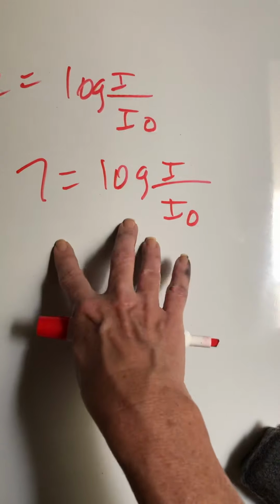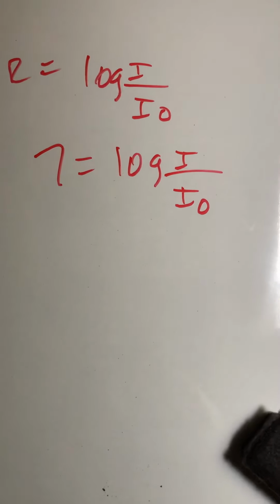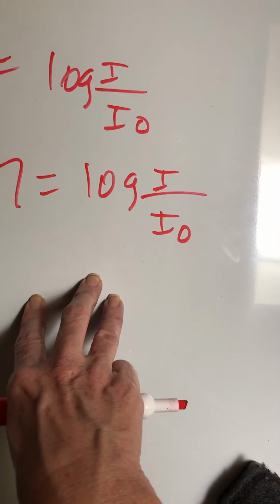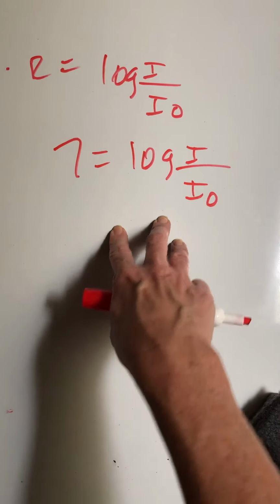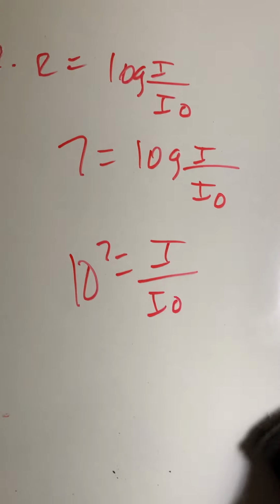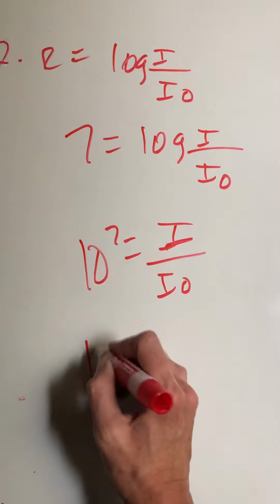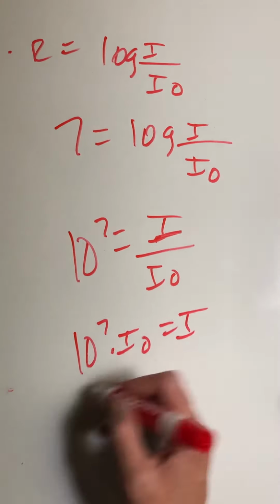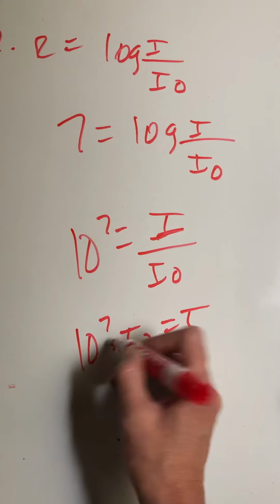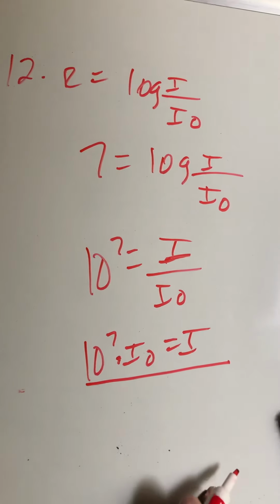So this is what we've got. So what we want to do now is rewrite it exponentially. So 10 to the 7th, because my base is 10, equals I over IO. My base is 10. That's my exponent. This is my argument. This is my answer. So if I want the intensity, 10 to the 7th times IO. That's the intensity. This was the magnitude, 7. This was the R, and we wanted the intensity. IO is a 0 level earthquake, but this is the intensity of that earthquake, 10 to the 7th times IO.